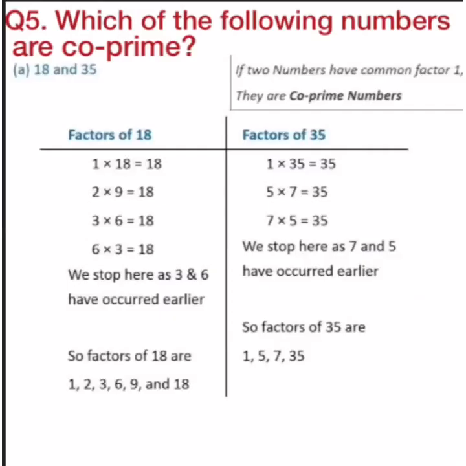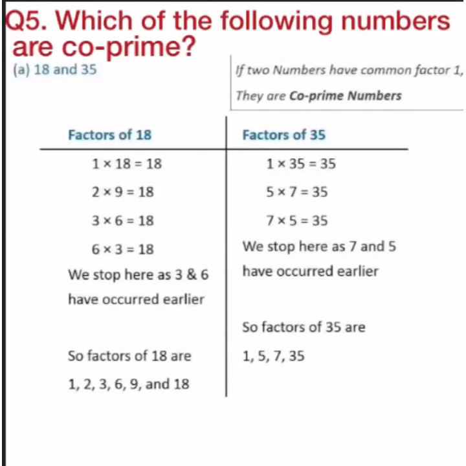Now children, the next question is, which of the following numbers are co-prime numbers? Let's revise what co-prime numbers are. Two numbers having only one as a common factor are called co-prime numbers. The first pair is 18 and 35. The factors of 18 are 1, 2, 3, 6, 9 and 18. And the factors of 35 are 1, 5, 7 and 35. Only one is a common factor, and that is why 18 and 35 are co-prime numbers.